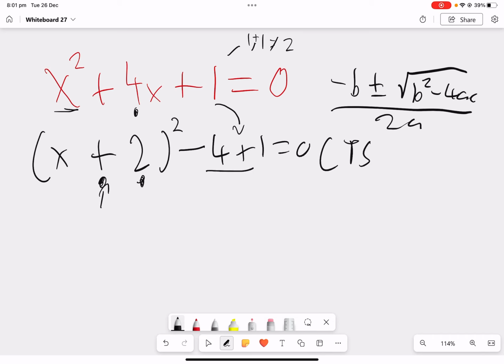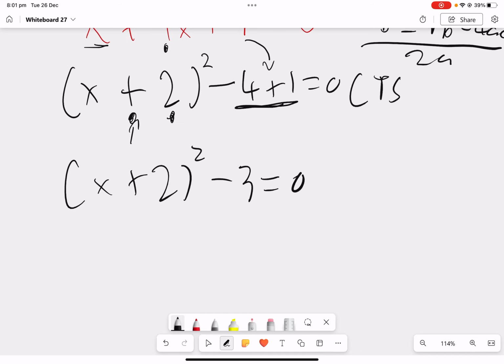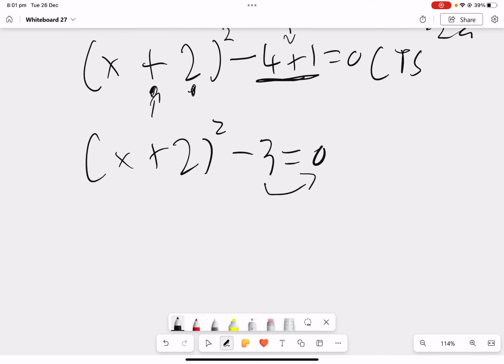Now, you just want to clean this part up. So, x plus 2 squared, minus 4 plus 1 is minus 3, equal to 0. Now you can use difference of squares to factorize, but what I would like to do is just move the 3 across. So, I'll just move it across. x plus 2 squared is equal to 3.